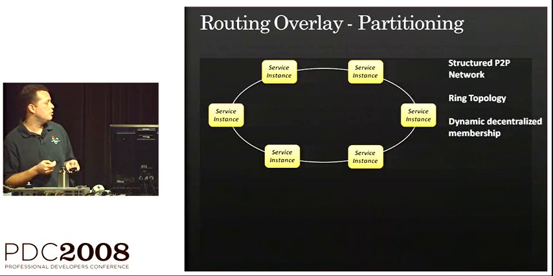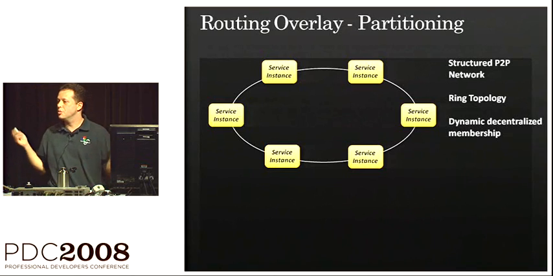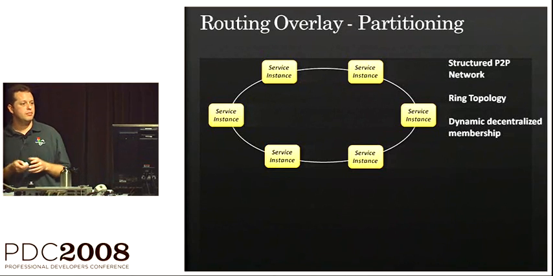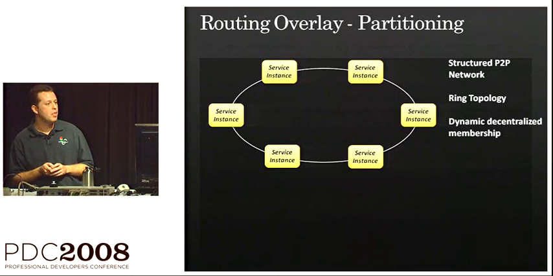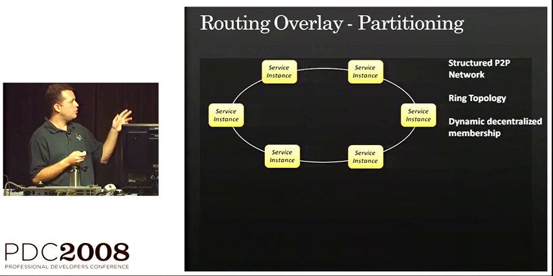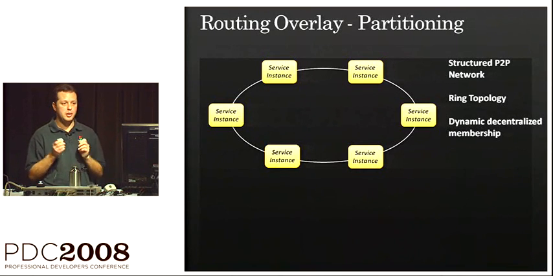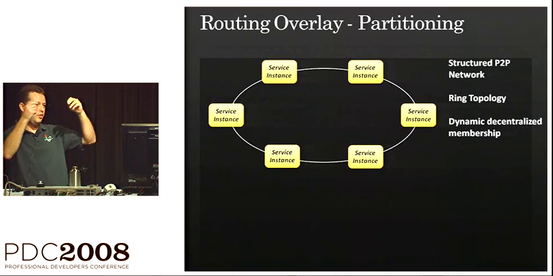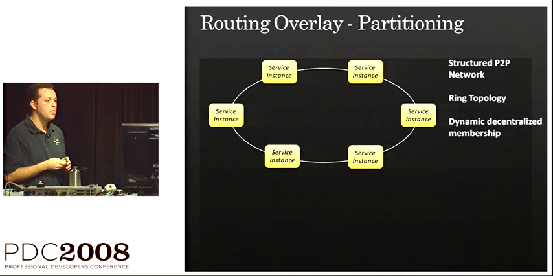And you can think of each node here as being a machine. It could also be a virtual machine. It could be a process. But just to keep it simple, I'll talk about nodes. Now, the routing overlay, as you can see, is organized like a ring. What it is, is a doubly linked list that's joined at the edges. It gives us a ring topology.